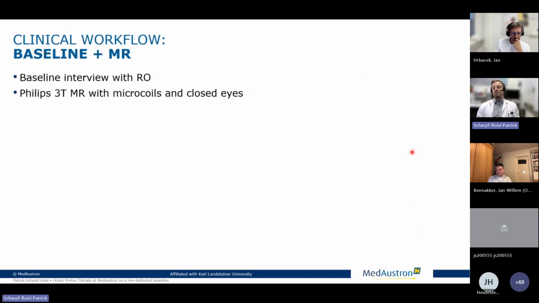So let's have a look. How do we now utilize this system that we developed to create a nice beam and to have the possibility to treat the patient case? When the patient first comes to see us, he has a baseline interview with the radiation oncologist, and we perform an initial 3 Tesla MR with microcoils and closed eyes of the patient. We don't do any immobilization prior. This is just to get knowledge of the position of the tumor within the eye.